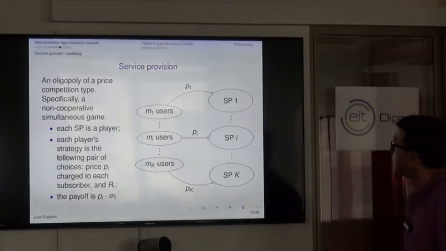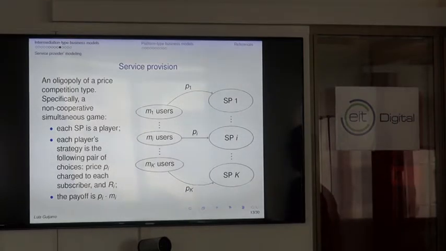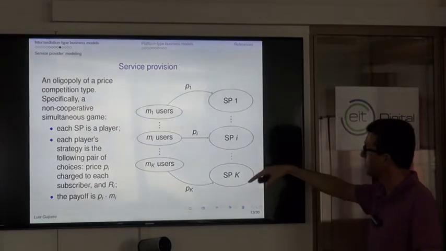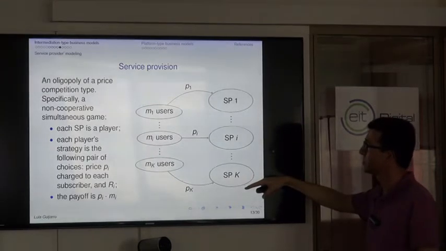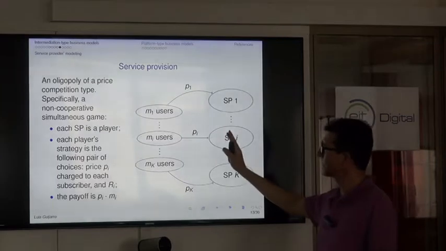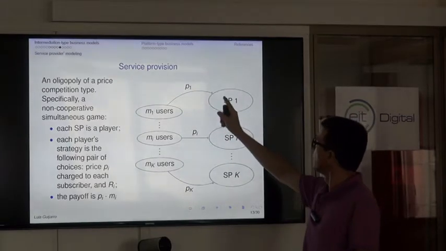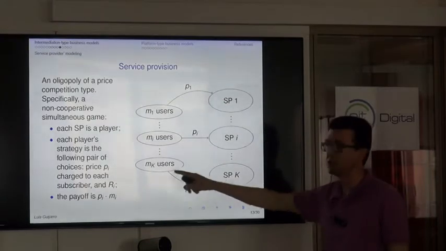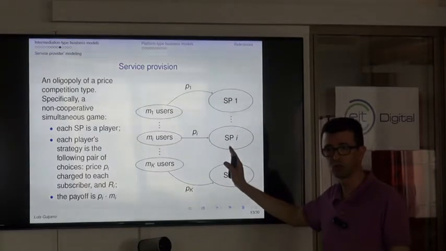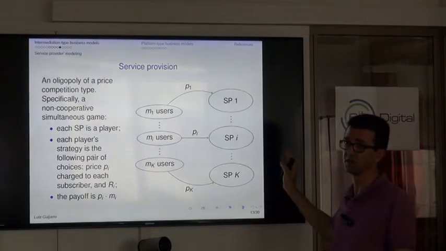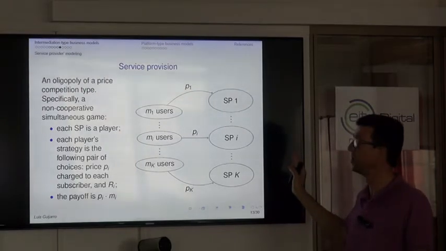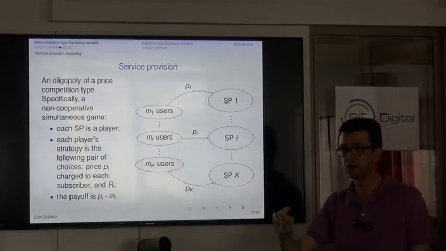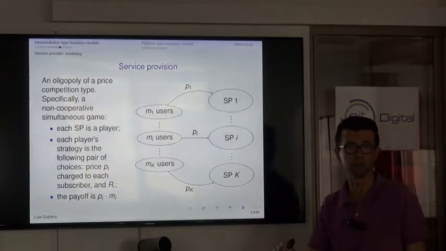At the side of the service provision, we have another competition between the different service providers. Each one of the service providers not only decides a price to be charged to the users, but also decides the total amount of sensing data rate to be used, because the amount of sensing rate is included in the user's utility.